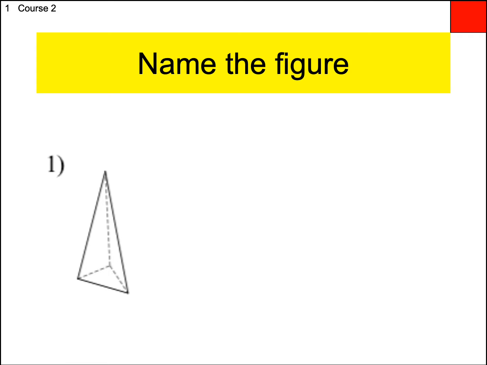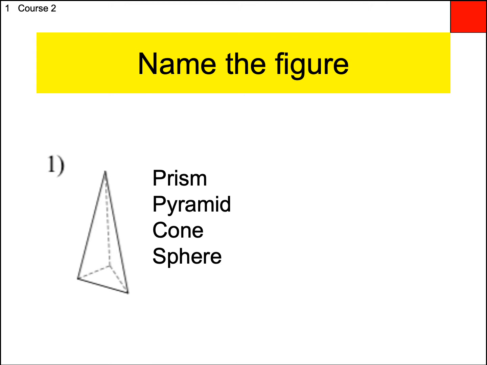So the first one, number 1, says name the figure. What is that shape? All right, here's all the shapes that we learned. We learned prisms, both rectangular and triangular. We learned pyramids, both rectangular and triangular. There's only one type of cone, and there's only one type of sphere. So of those, I think we can quickly eliminate the cone and the sphere. So the question is, is that a pyramid or is that a prism?